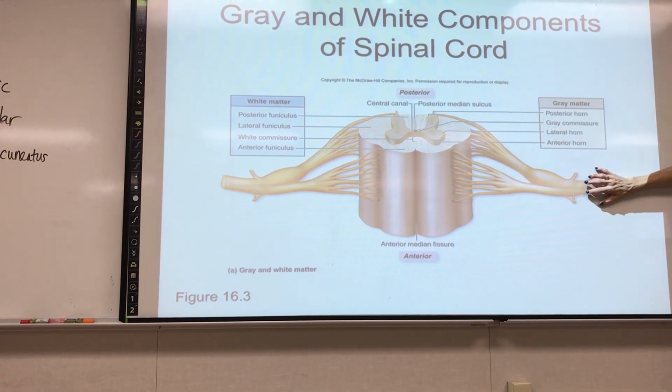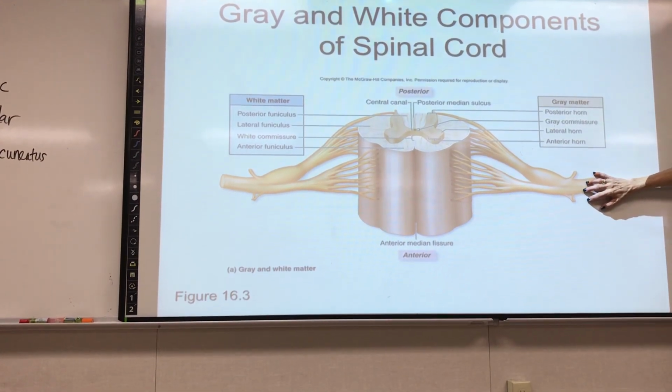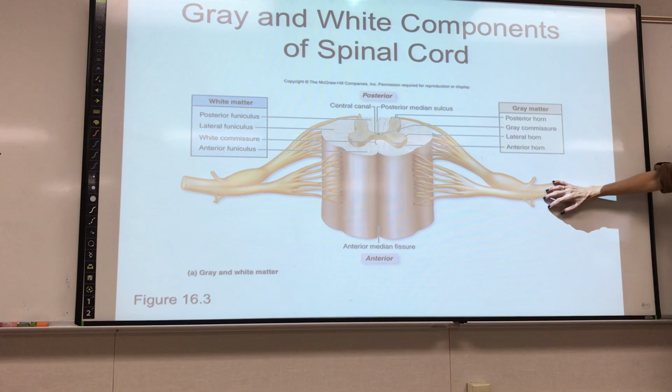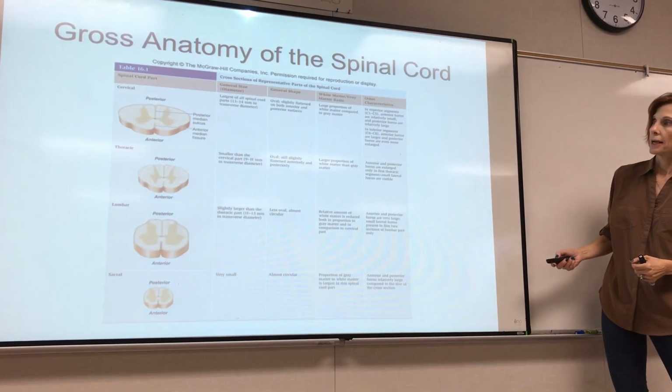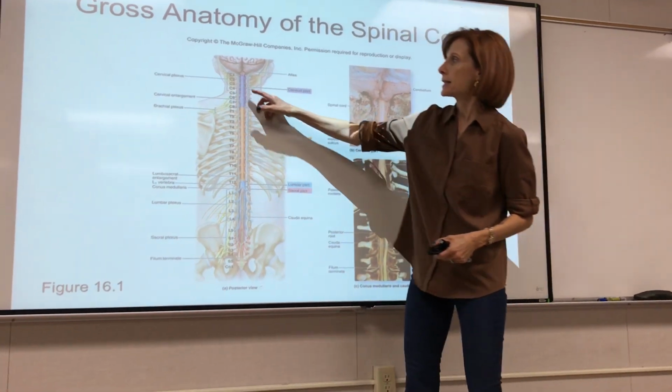Notice we have a spinal nerve here. We said that the spinal nerves exit from the spinal cord. They go out laterally between the vertebrae, and that's what you see sticking out here.